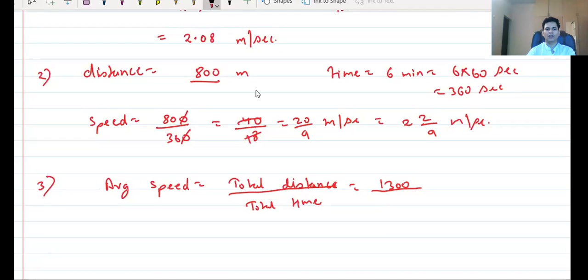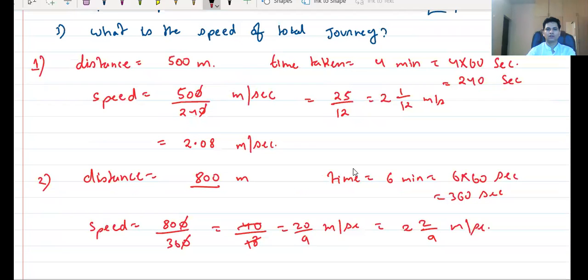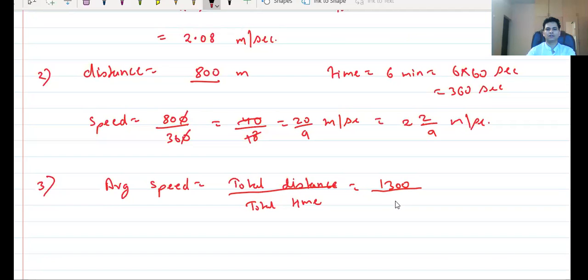Total time would be 240 plus 360, which is 600. So it will be 1300 by 600, which is 13 by 6 meter per second. This is the average speed of the total journey. Anyone have any issue in this? Devika, Ragini? Tell me yes or no. Got this concept?